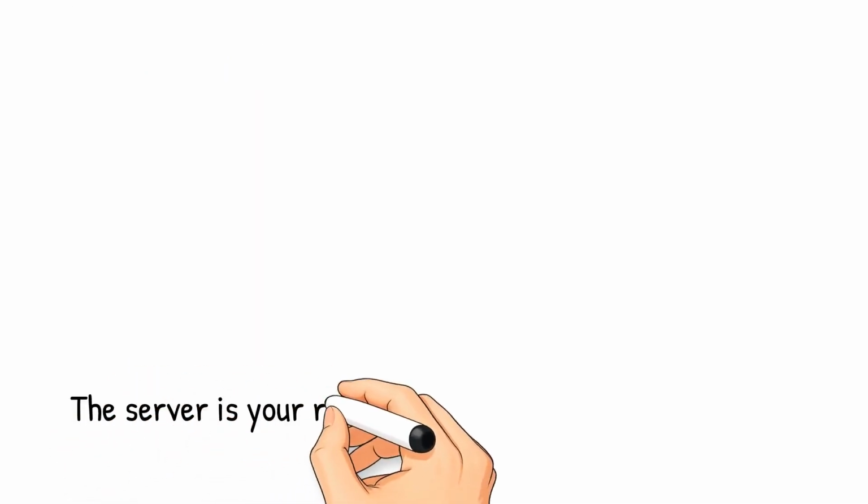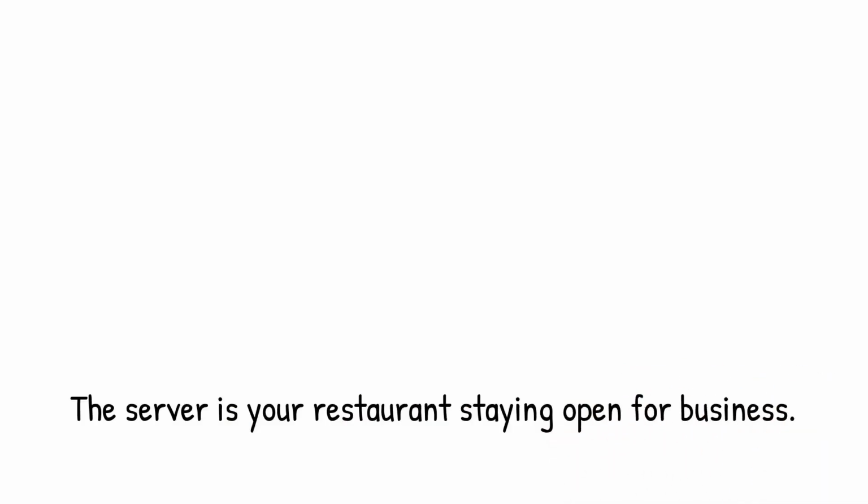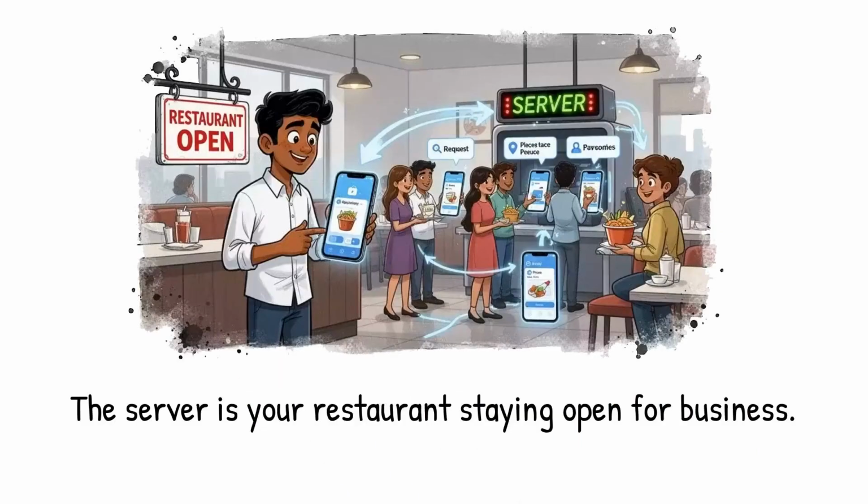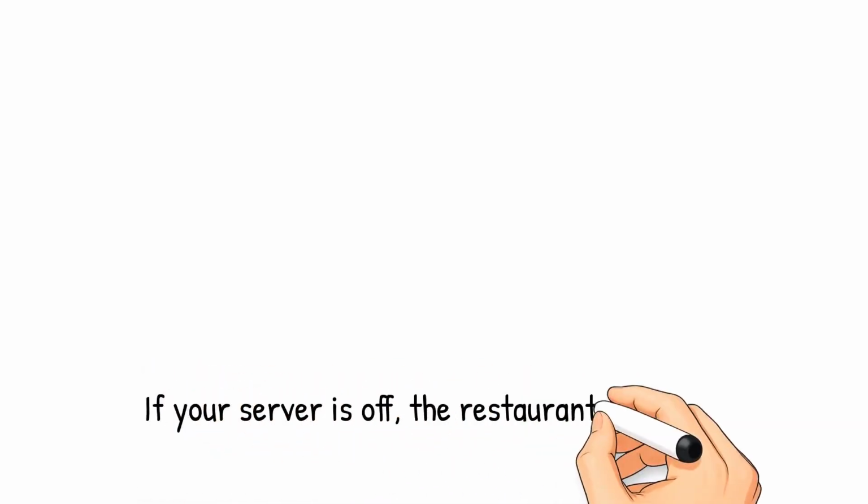Number 3, a server that's running. This is your restaurant being open for business. As long as your server is on, it sits there listening, waiting for requests to arrive. When one comes in, it springs into action, prepares the response, and sends it back. Turn the server off, and the restaurant is closed.